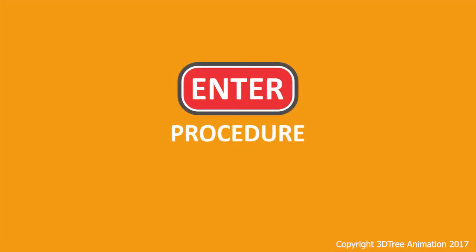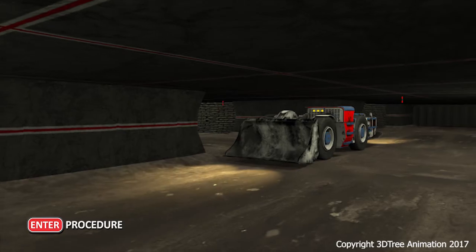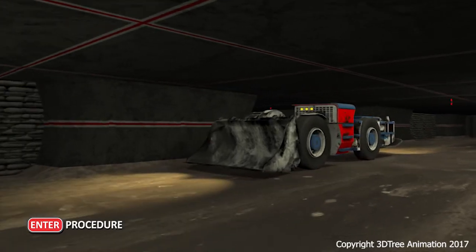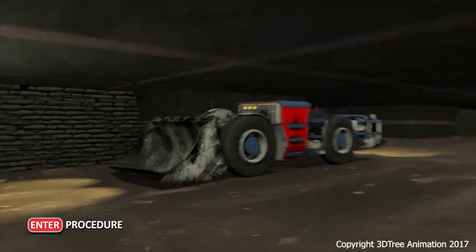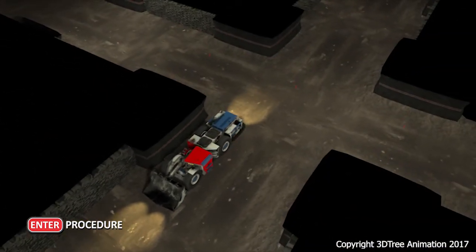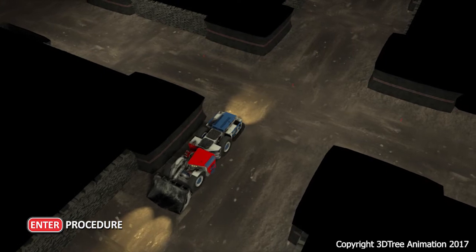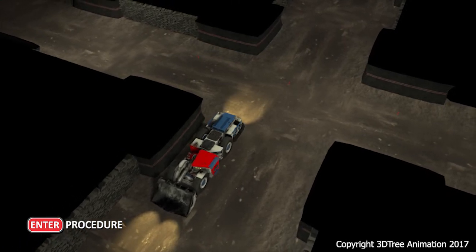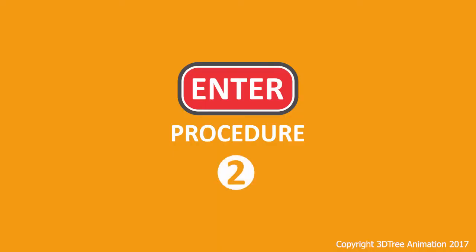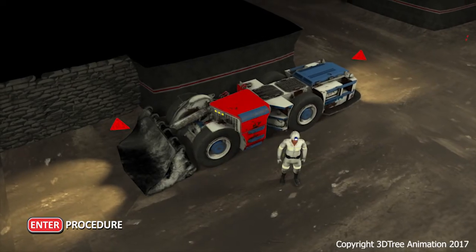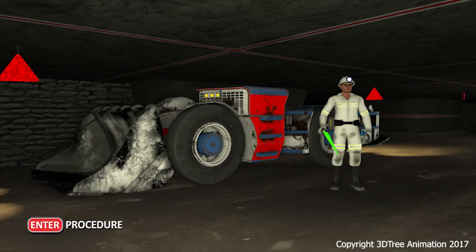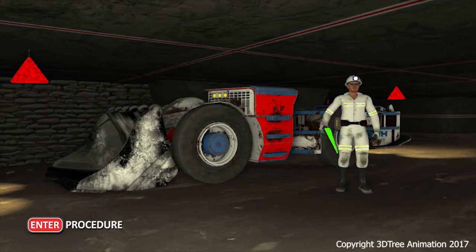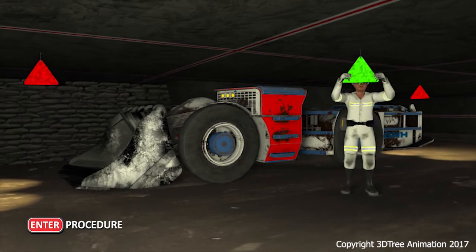Entering procedure. 1. Before entering an undemarcated area, park the vehicle in the down dip position. Park the vehicle closest to the vertical permanent roadway or high people and vehicle interaction areas. 2. Exit the vehicle and hang red triangles in front and at the back of the vehicle. Hang a green triangle as well, indicating that you are a pedestrian.